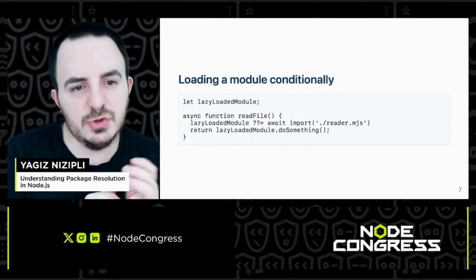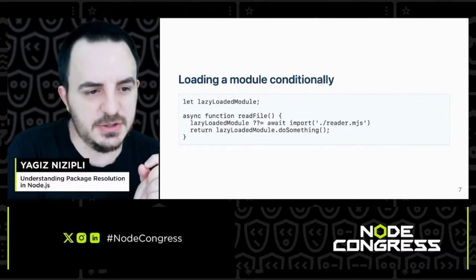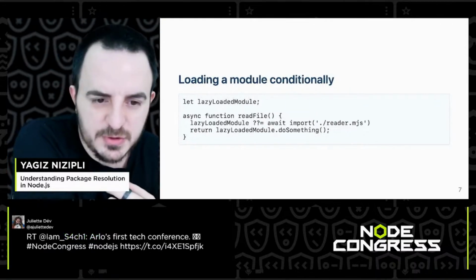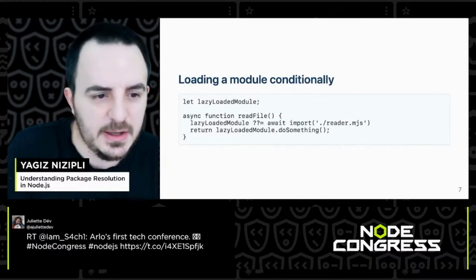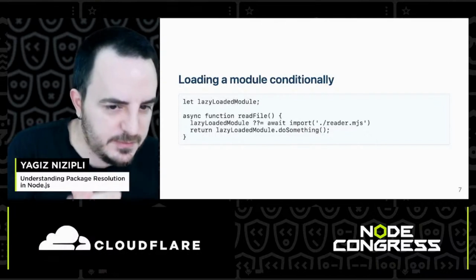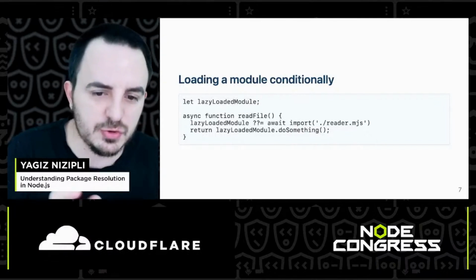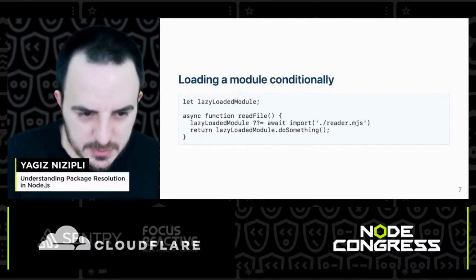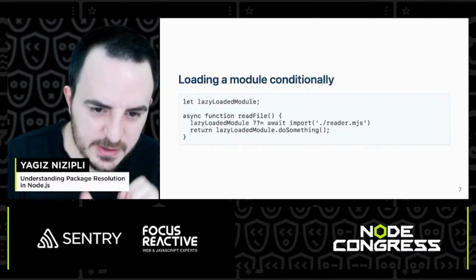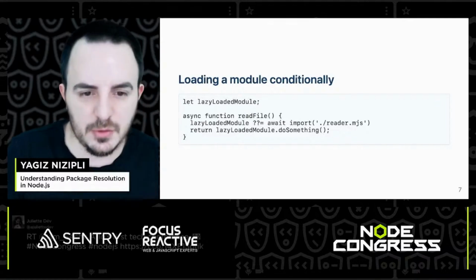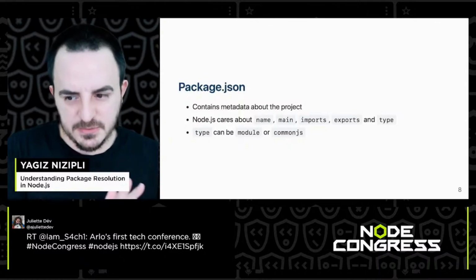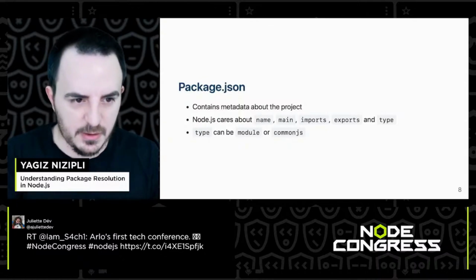So in order to load the module conditionally, just like the previous implementation, you call it with lazy loaded module equals await import, and this makes this particular function an async call whether or not the lazy loaded module's doSomething is async. The main reason for this is that when you await an import of a module, it doesn't block the I/O. On top of that, we talked about CommonJS file extensions and MJS file extensions.